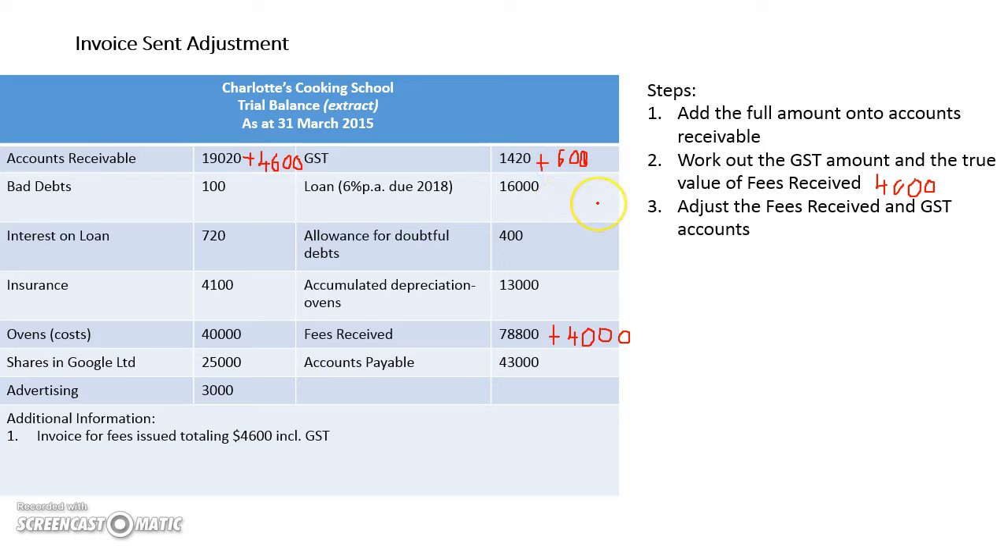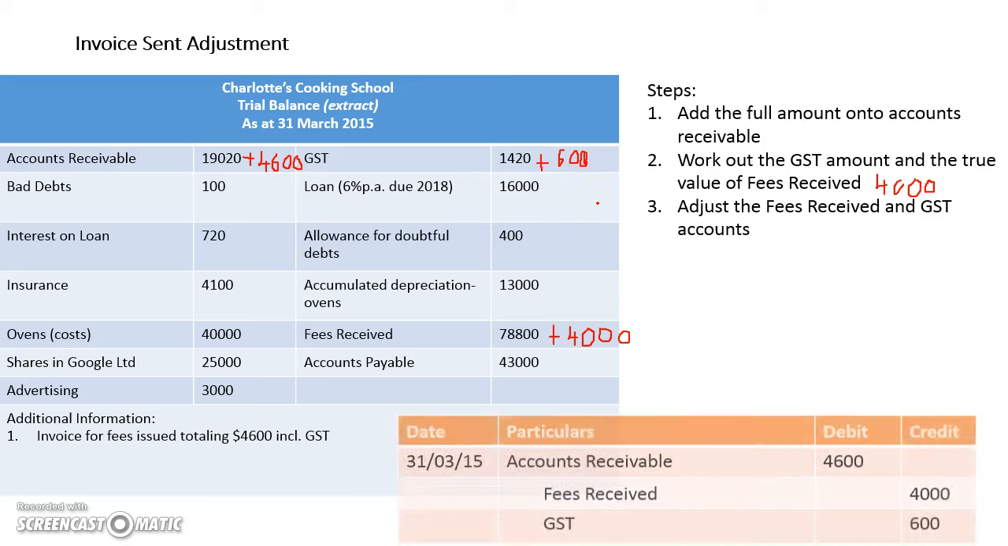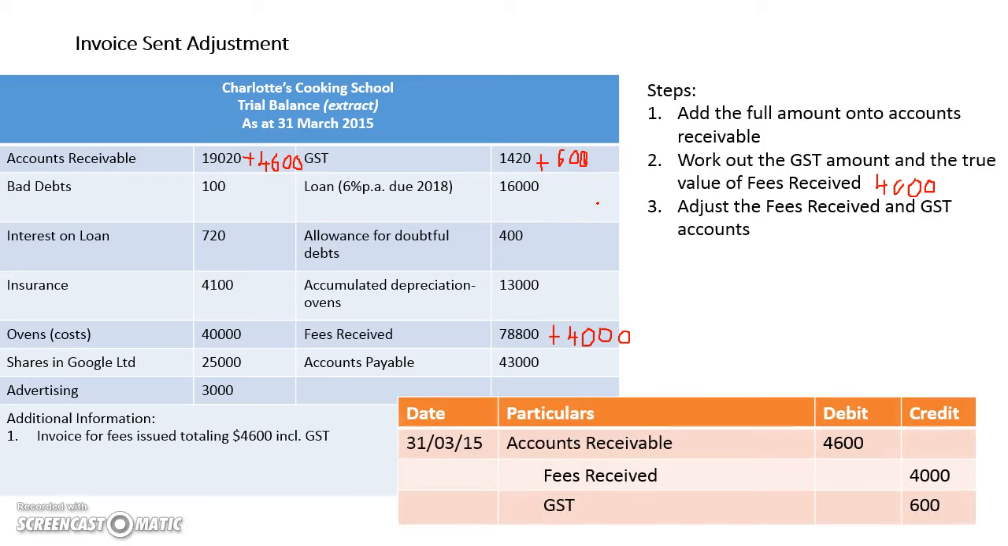Just have a quick look at the general journal entry. Putting accounts receivable in first. Accounts receivable is an asset that is increasing, so it's going to be a debit, which means the other two must be a credit. Fees received, income, which is increasing, and GST is a liability that is increasing, so they're both credits. And there we go, our debits equal our credits, and that's all done.